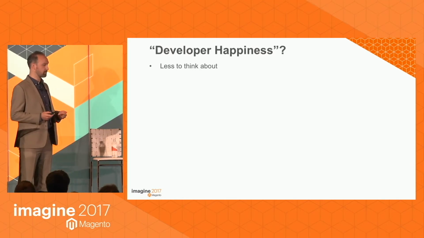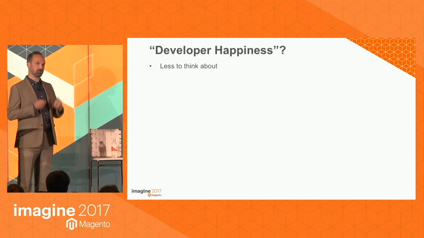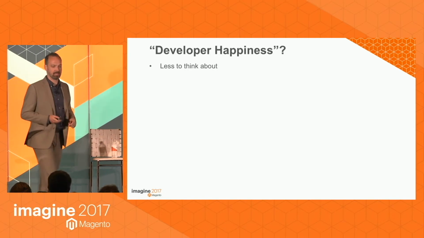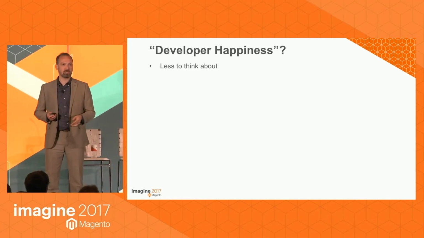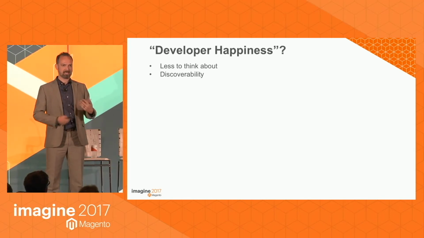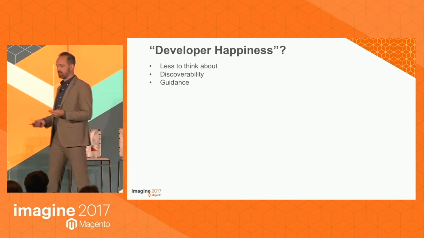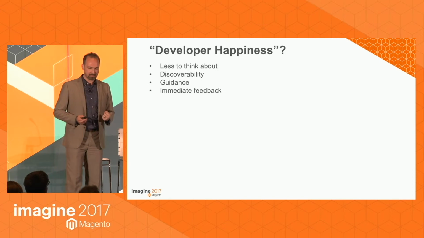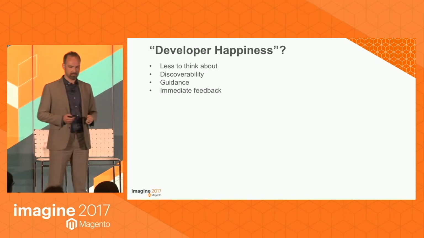So it's important for developers to be happy, and the way that we do it for front-end developers is giving them less to think about, because we're really just car mechanics. I don't want to think. We want the tools that we use to be discoverable, to show us kind of naturally how to use them. We want guidance in any form when that discoverability fails us. And we want immediate feedback from our computers on the changes that we make.